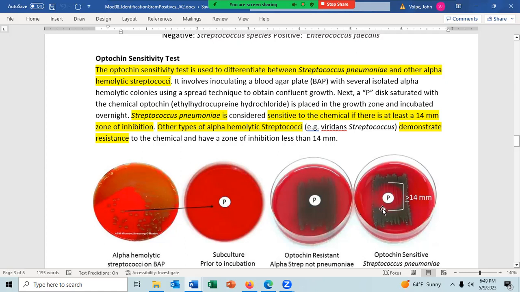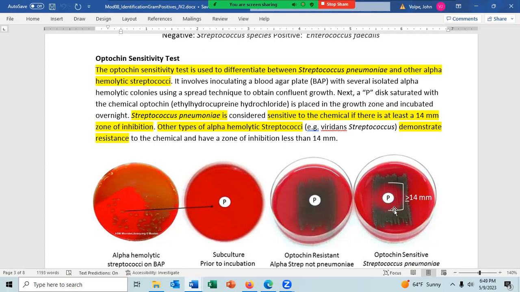If you have a zone of inhibition of greater than 14 millimeters, then the bacteria is sensitive to the Optogen, and we say that it is Optogen sensitive. And Streptococcus pneumoniae is sensitive to Optogen.